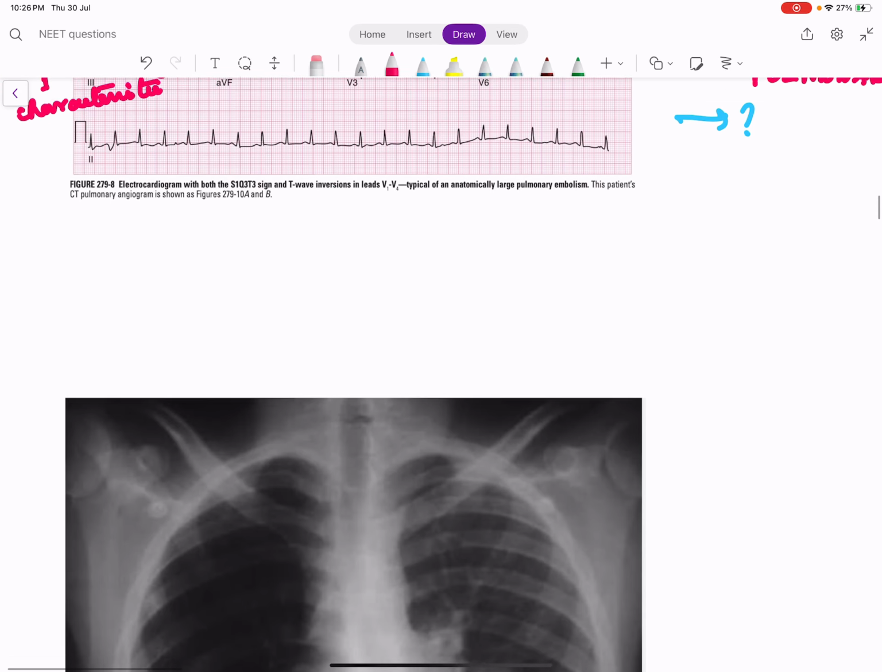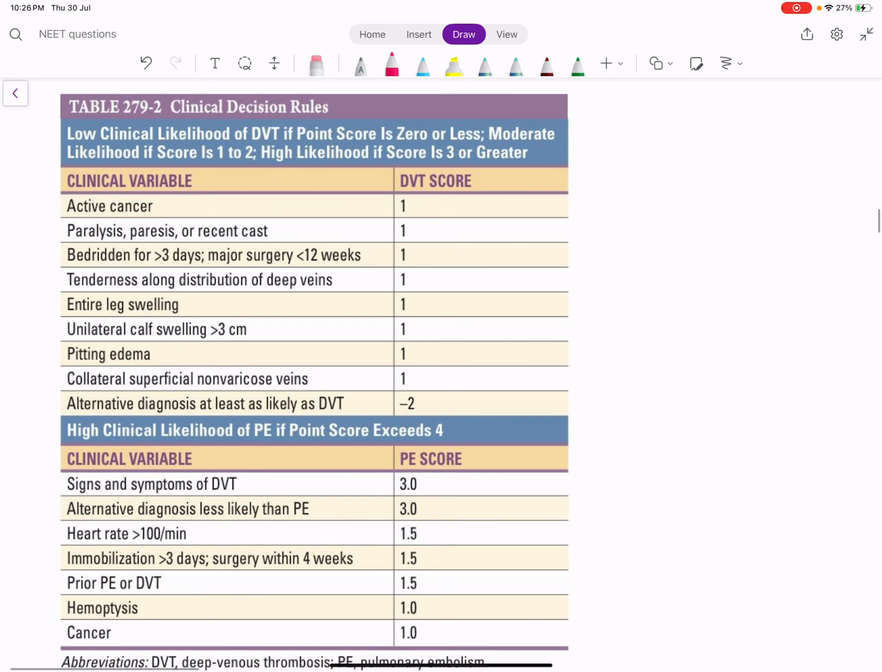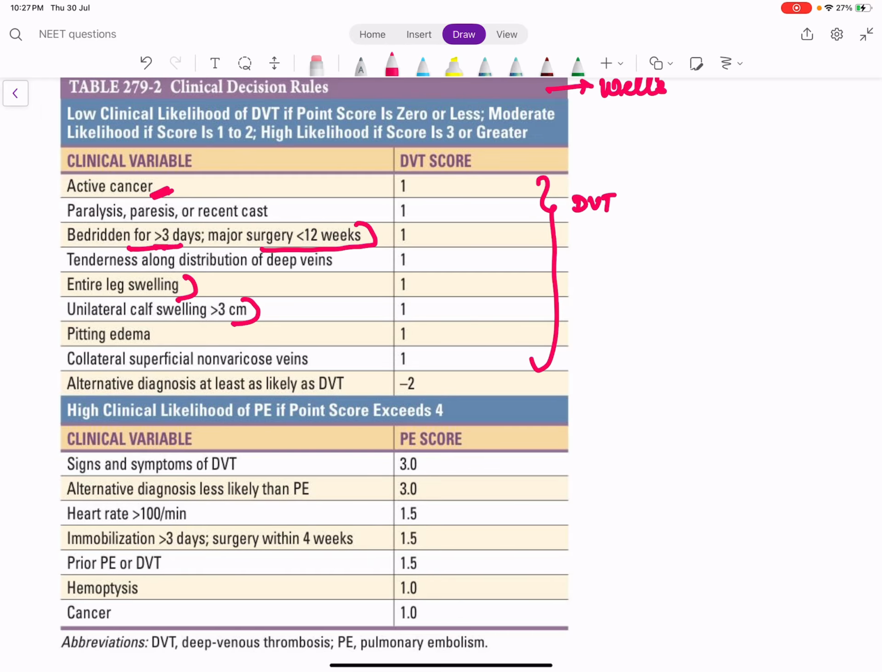Now we have a risk scoring for pulmonary embolism. Usually DVT leads to pulmonary embolism. So this is the Wells score. There's a Wells score for DVT and there's a Wells score for pulmonary embolism. So even if you don't remember the score, please remember presence of cancer, presence of unilateral calf swelling, and there is a bedridden, a recent major surgery less than 3 months, and if they are bedridden for more than 3 days and there is paralysis, it's a risk for DVT. Just note the clues here.